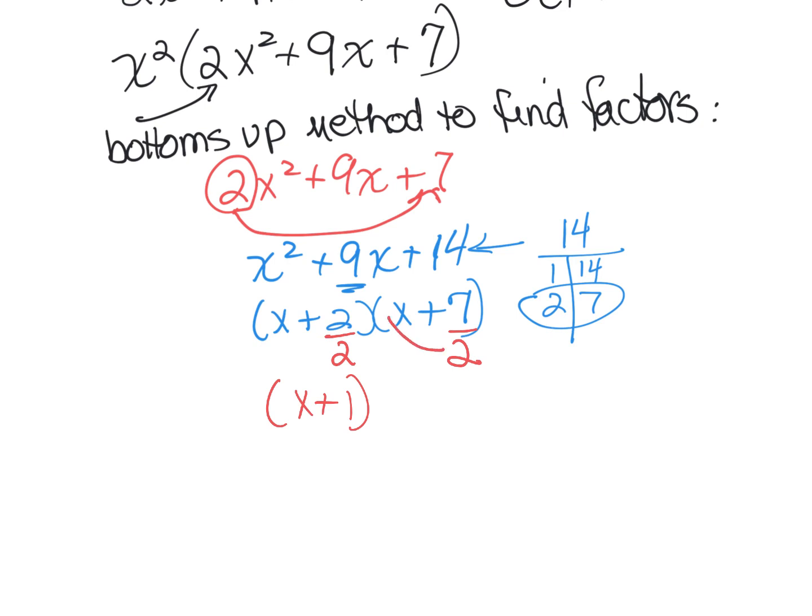And this one, because 2 doesn't go into 7 evenly, you put the 2 next to the x. You just reduce that as much as you can. It's already reduced. Plus 7 is your other factor. Don't forget this guy. He is still a part of the solution when you're factoring polynomials.